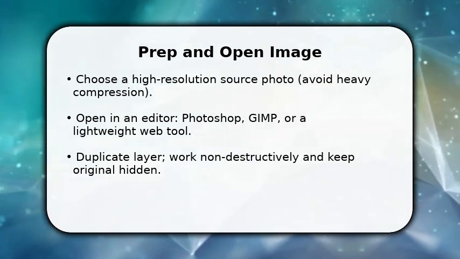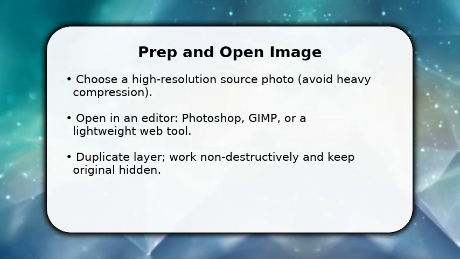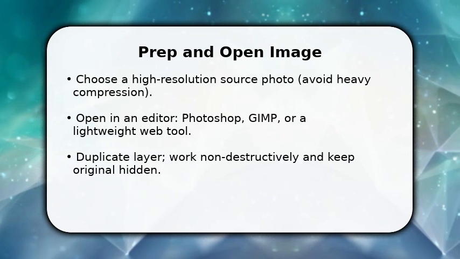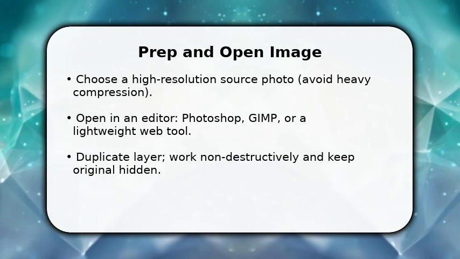Then set a working color mode, RGB for screen, CMYK if printing, because that affects how pixels blend. This first step guarantees you won't lose detail and sets the stage for controlled pixelation.